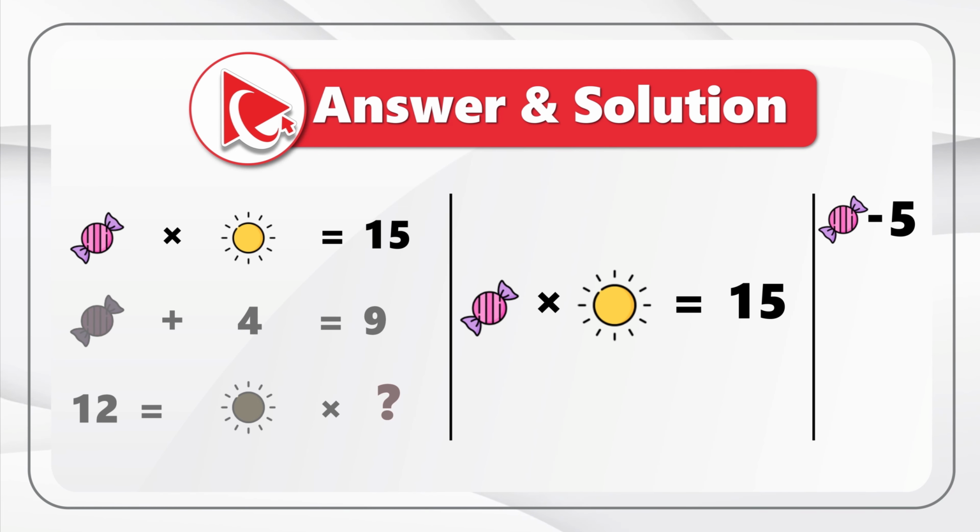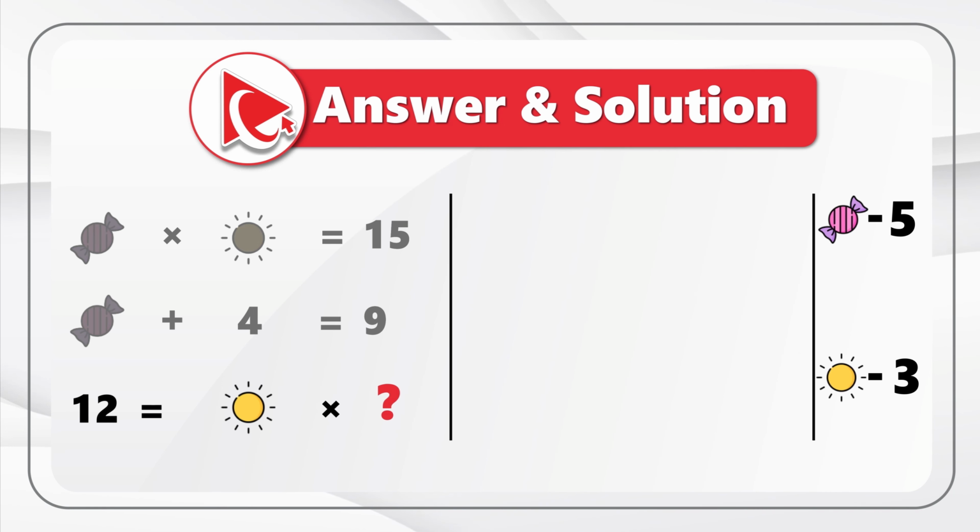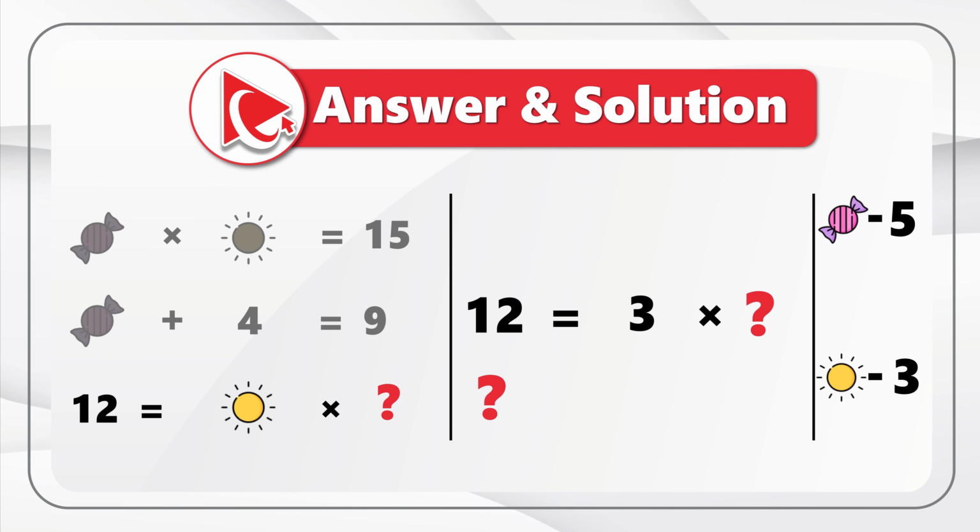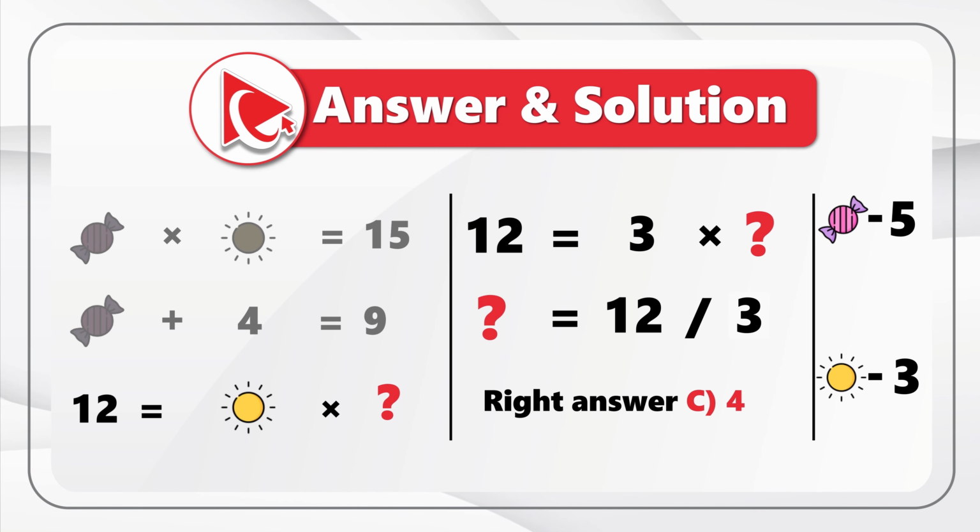Candy multiplied by sun equals 15. We know that the value of candy is 5, and when we substitute candy, it would be 5 multiplied by sun equals 15. So the calculated value for the sun would be 3. And now we can focus on the last expression. 12 equals sun multiplied by question mark. We know that the value of sun is 3, and we can substitute it, and the new expression will be 12 equals 3 multiplied by question mark. Question mark can be calculated by 12 divided by 3, so the end result would be answer C, 4.